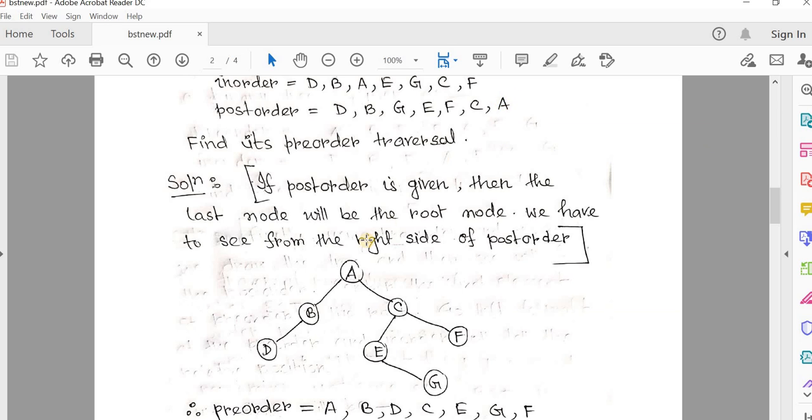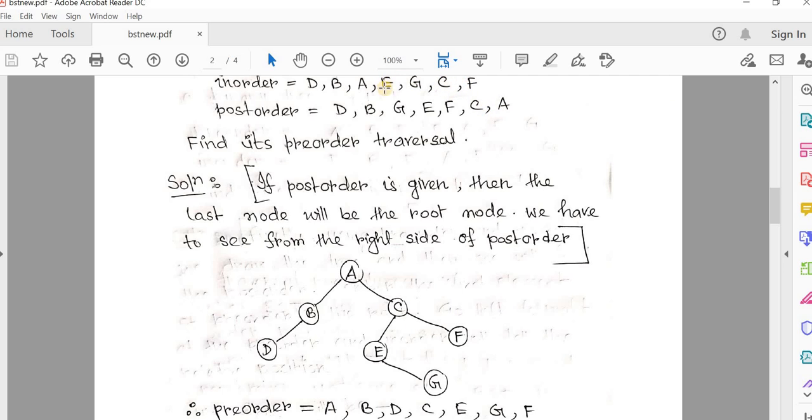So first, what is in post order? A is at the last, so A2 will be the root node. Then we got C2. We have to see in the in-order whether C2 is on the left or right of A. C2 is on the right. So C2 is on the right. Next is F. Where is F? F is on the right of C. F is in the right side of C. Then E comes next, and E is on the left of C.